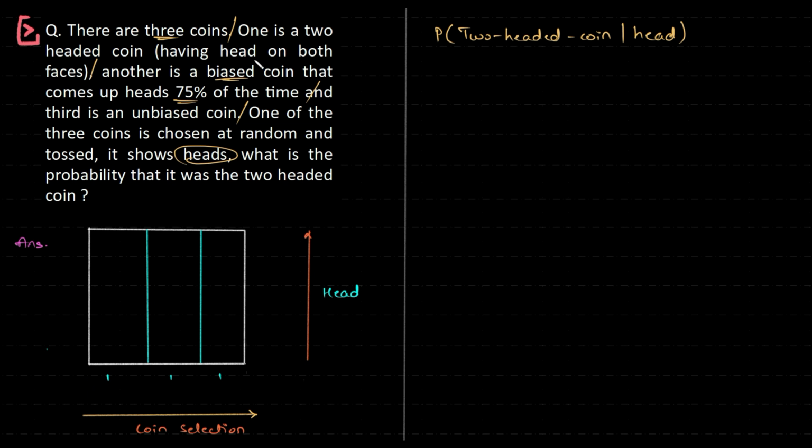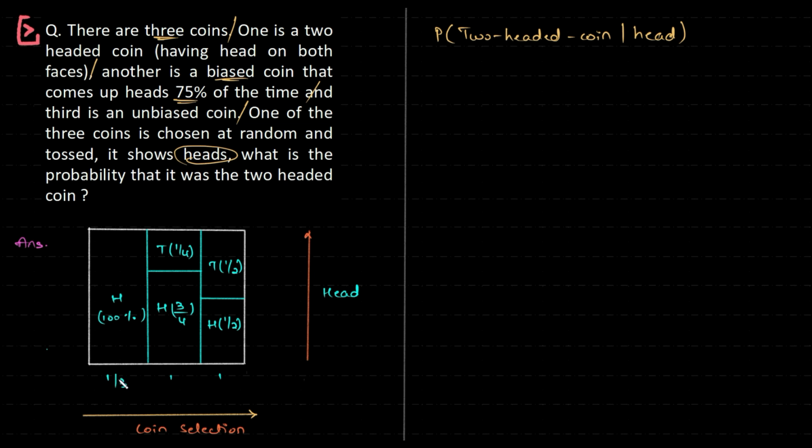The first coin is a two-headed coin. So here getting a head is altogether 100%. Right? And then another is a biased coin. So we are getting heads 3/4 of the time, and this is tails 1/4 of the time. And the third one is unbiased. So we're getting heads half of the time and tails half of the time.